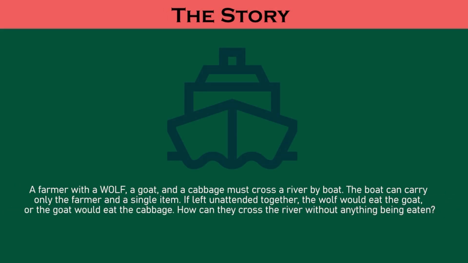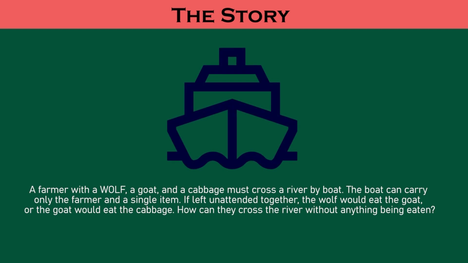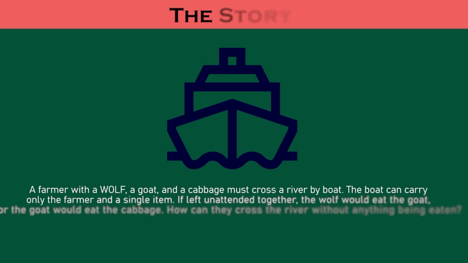The story: a farmer with a wolf, a goat and a cabbage must cross a river by boat. The boat can carry only the farmer and a single item. If left unattended together, the wolf would eat the goat, or the goat would eat the cabbage. How can they cross the river without anything being eaten? So, here is the solution.